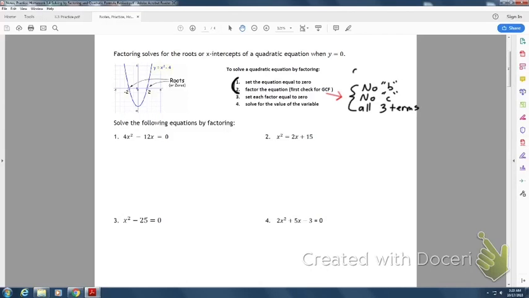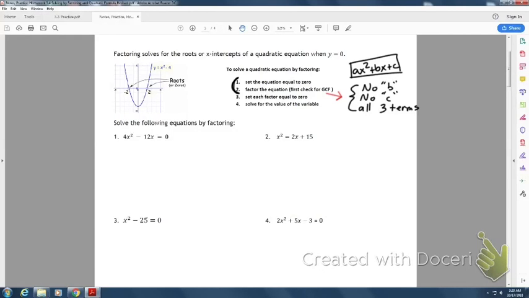Whenever I say no B, no C, I'm talking about that standard form. Whenever you factor it, it's always going to be in the standard form. You're never going to have a problem that does not have an A term, because if it does not have an A term, it's not quadratic, it's linear, and this whole lesson would be useless. You're just not going to have it. Alright, so once you factor it, we'll set each factor equal to 0, and we'll solve for x.